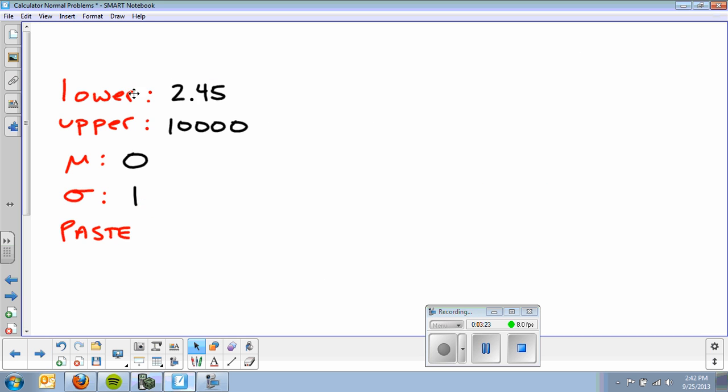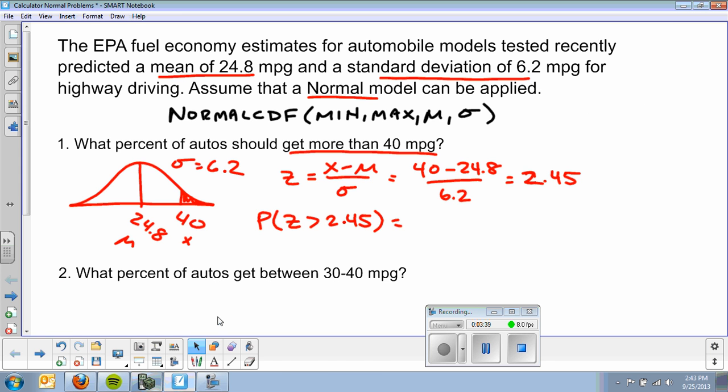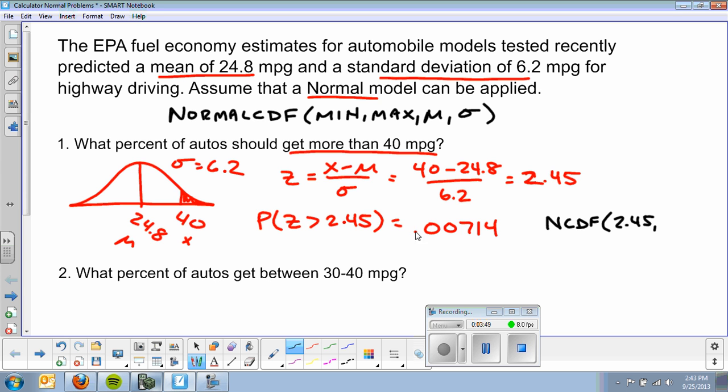Again, if you haven't updated, you still type in lower, which means the same thing, 2.45, upper, 1 and a bunch of zeros. Make sure that your mean and standard deviation are 0 and 1, and then paste, and you'll get the same answer, 0.00714. And again, what I typed in there was normal CDF, 2.45, comma, 1 and a bunch of zeros. Okay, next question.